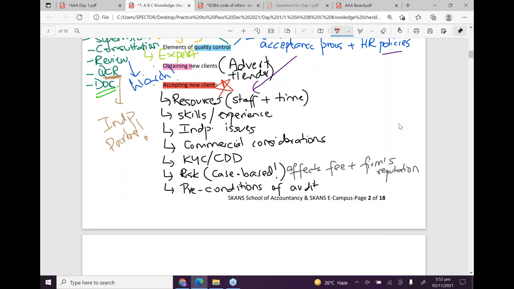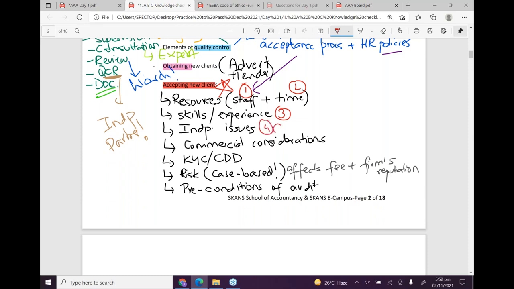You get a separate mark for saying to see if free staff is available. Can you complete the audit in the timelines that the client wants you to complete it in? Do you have experience of the relevant industry? So maybe you've only audited manufacturing clients. This time it's a financial institution.